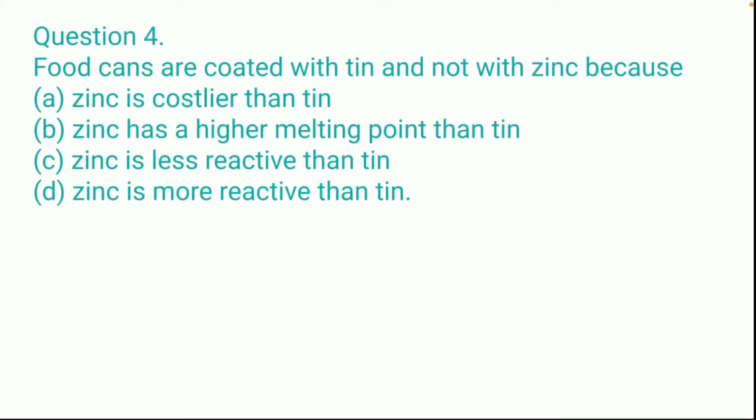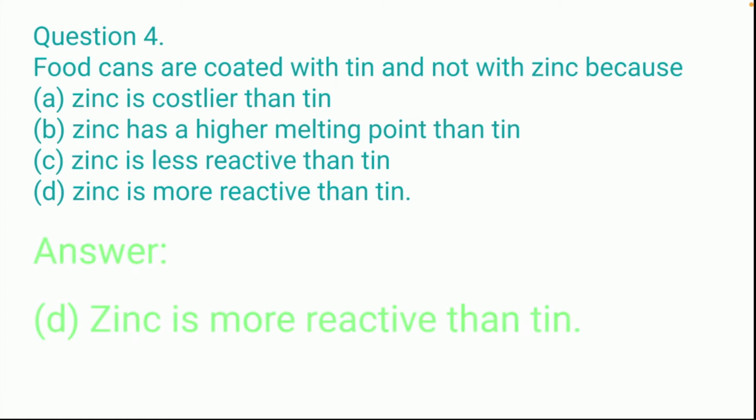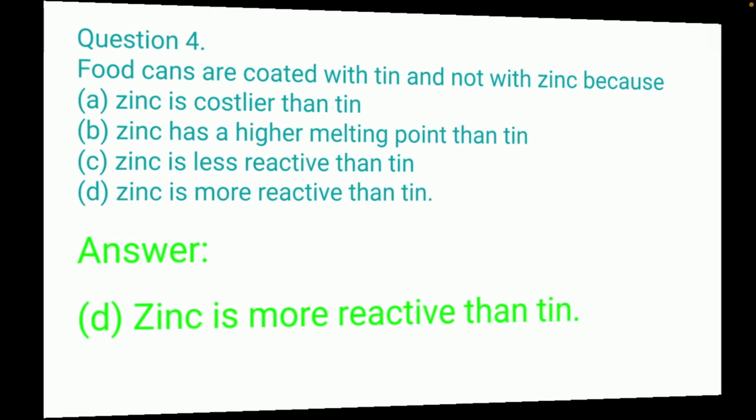Next we have question number 4. Food cans are coated with tin and not with zinc because: zinc is costlier than tin, zinc has higher melting point than tin, zinc is less reactive than tin, or zinc is more reactive than tin. So what is the correct answer? Answer is zinc is more reactive than tin. Therefore, food cans are coated with tin and not with zinc. Okay, let's move on to the next question.